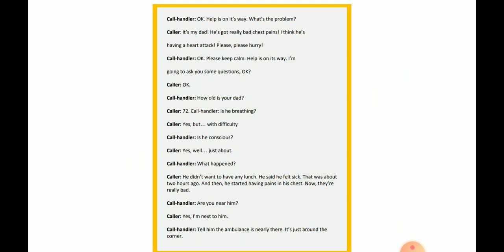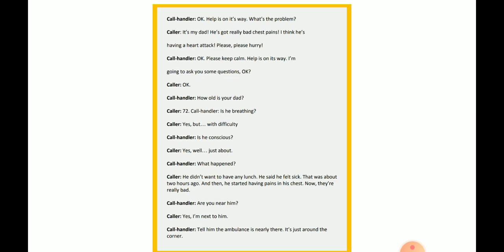Now, let us know about the conversation between the caller and call handler in an emergency situation. Call handler: Okay, help is on its way. What's the problem? Caller: It's my dad. He has got really bad chest pains. I think he is having a heart attack. Please hurry. Call handler: Okay, please keep calm. Help is on its way. I am going to ask you some questions, okay? Caller: Okay.